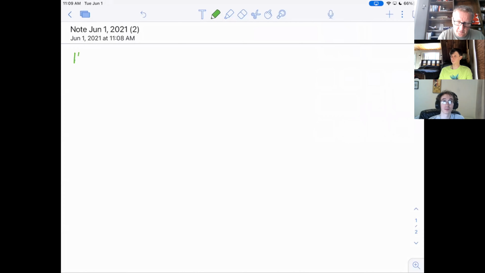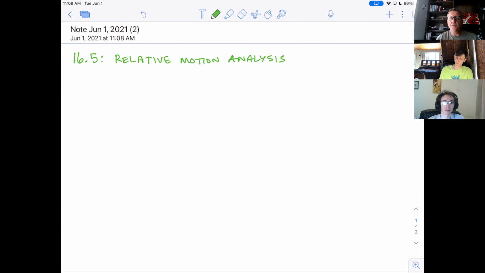16.5. Let's get a fresh piece of paper and share a screen. So 16.5. The big word change here is relative motion analysis. So what is that all about?